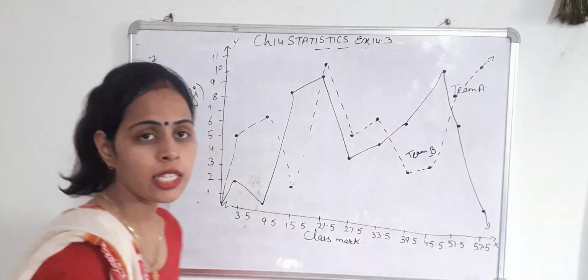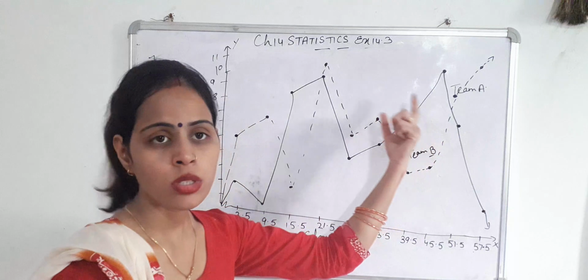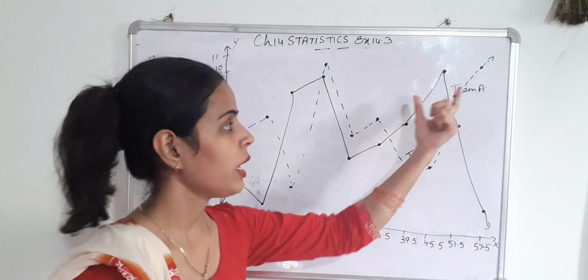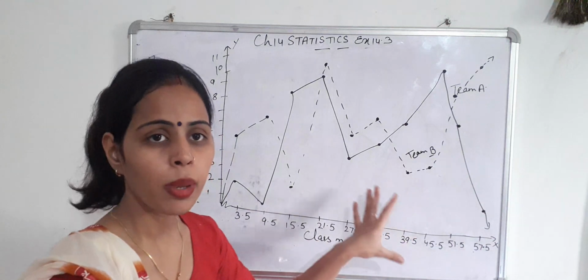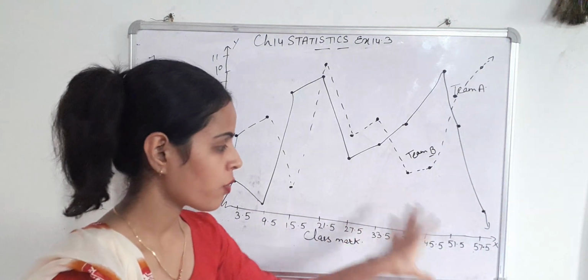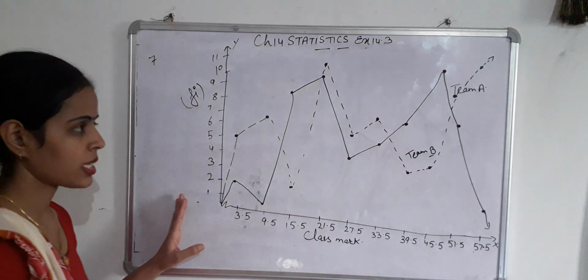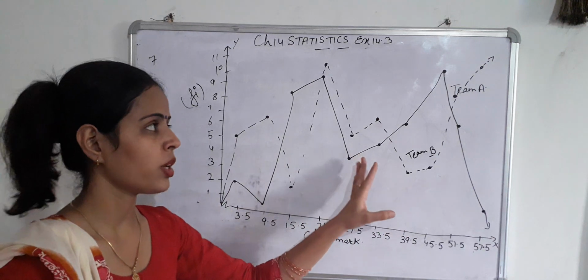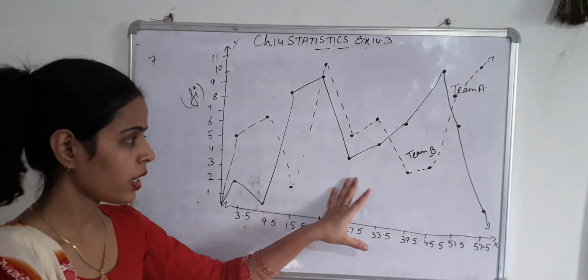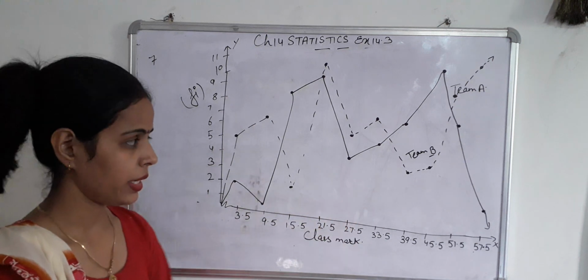The dotted line is the frequency polygon for team B and the dark line shows the frequency polygon for team A. This is the frequency polygon for team A and team B on the same graph. On the x-axis take class mark, on the y-axis take frequency. Dotted line for team B and dark line for team A. The frequency polygon for team A and team B in question number 7 is complete.